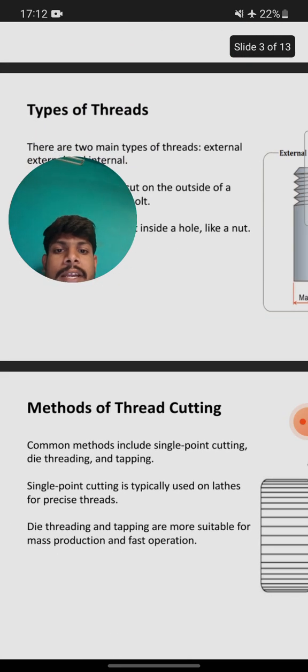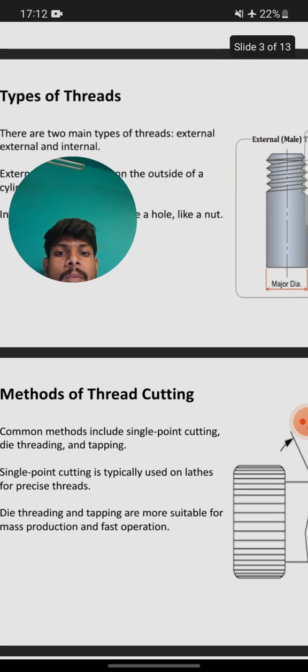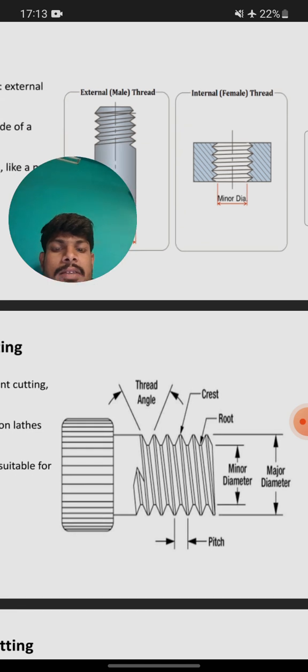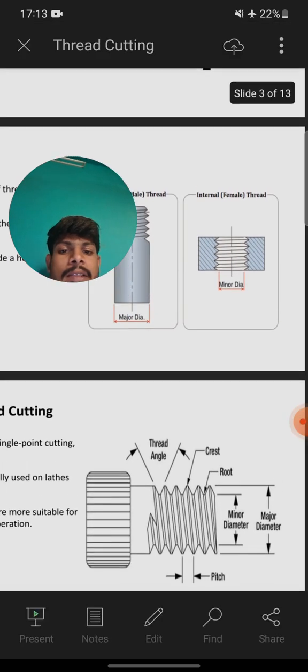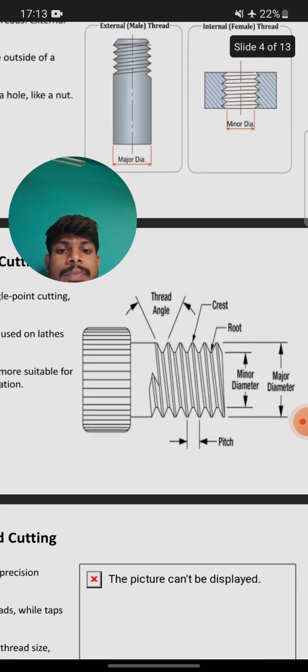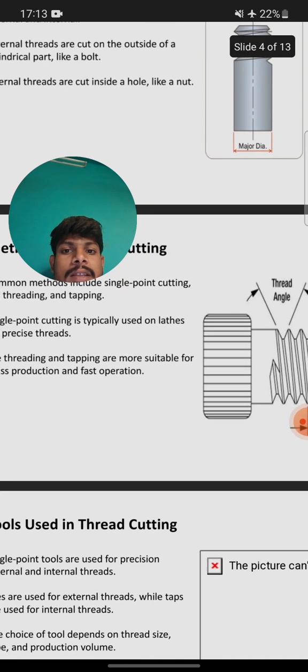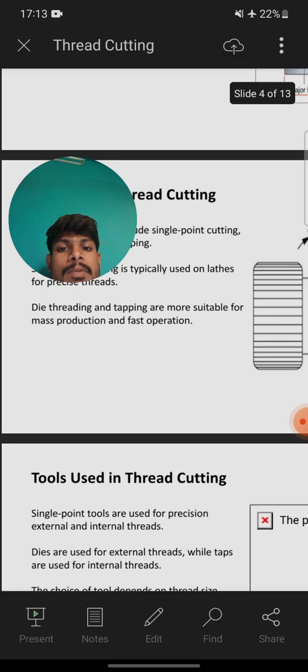Methods of thread cutting. Common methods include single point cutting, die threading and tapping. Single point cutting is typically used on lathes for precise threads. Die threading and tapping are more suitable for mass production and fast operation. So these are the thread angles and thread models. So thread angle, crest, root, minor diameter, major diameter, pitch. These are the thread angle parts.